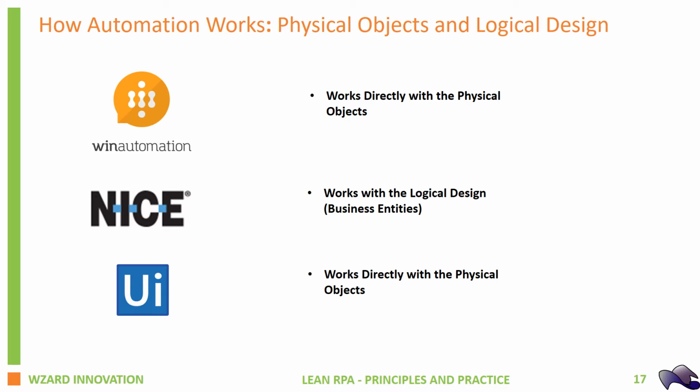Different applications make it more difficult or easier to do those different layers. Win Automation, for example, is a very simple implementation and works directly with physical objects. By doing so, the opportunities for reuse are limited. NICE, on the other hand, creates several different layers, allowing different teams to work on those different layers simultaneously. This is great if you want to have multiple teams operating, but does create more time and thinking about the design before you begin.